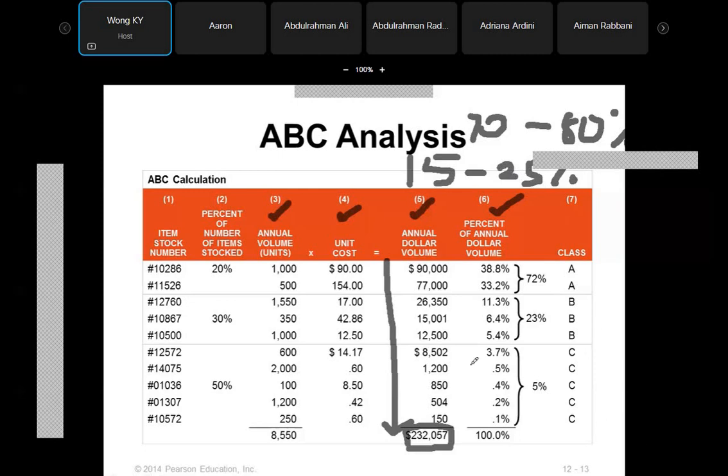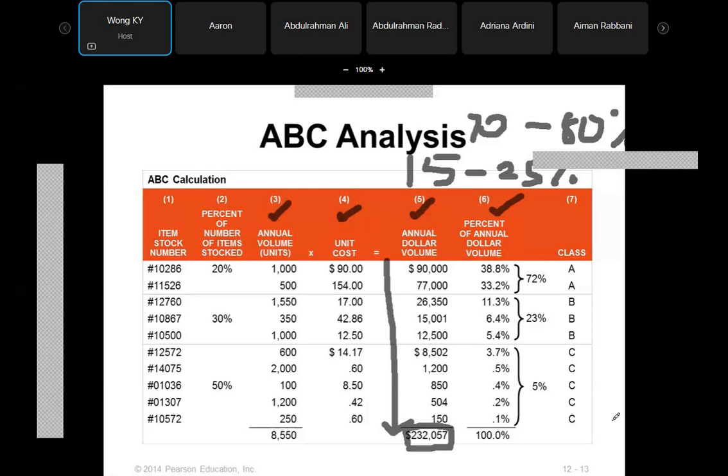And class C normally accounts for 50% of the total inventory items. Therefore 50% times 10 is 5, so we have 5 items here. And class C will also normally account for 5% of the annual dollar values. So that is the general rule being applied.